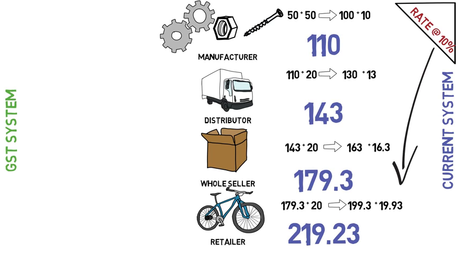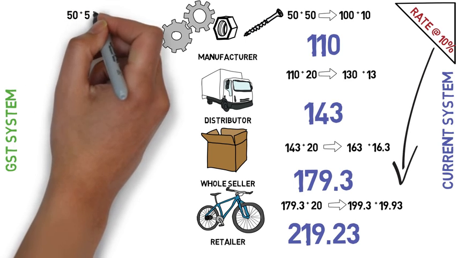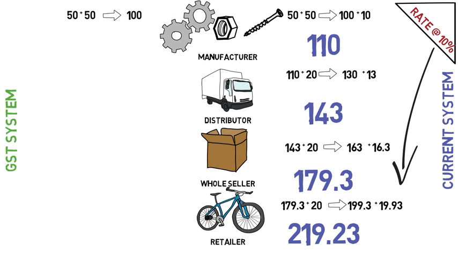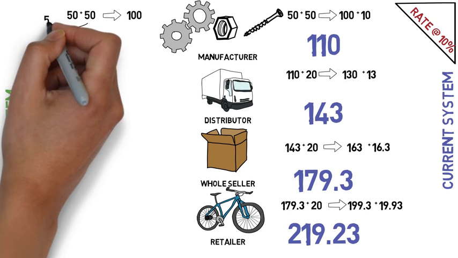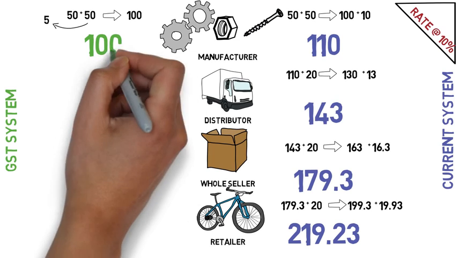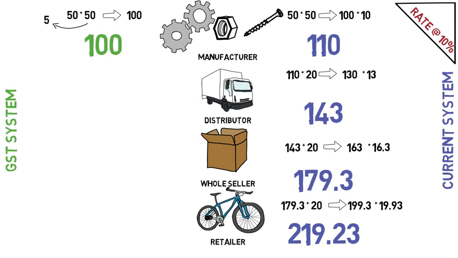Now we will take the same example in the GST system. Raw material of 50 rupees and the manufacturing value of rupees 50 make the product of 100 rupees. But this time, the manufacturer has to pay taxes on the value added by him, which is rupees 50. So he pays 10% of 50, which is 5, as tax from his profit. But the selling price will not increase and the cost of the product for the distributor is 100 rupees only.